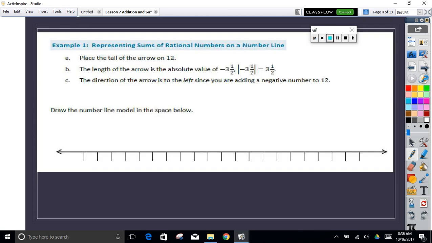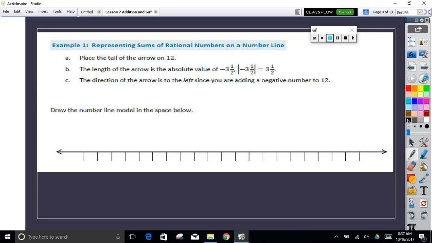All right, this is what I want to look at now. This is basically what we just talked about. It goes through kind of a list of how to do this. It's taking the same problem that you just did and just giving you the steps. Place the tail of the arrow on 12. That's what Adria did. The length of the arrow is the absolute value of negative 3.5. So it was 3.5 units long to the left.